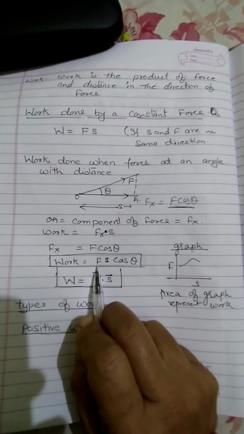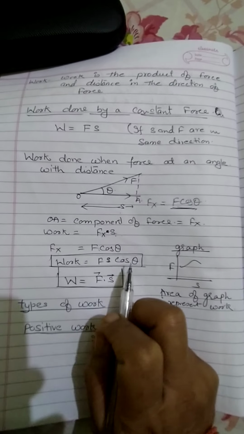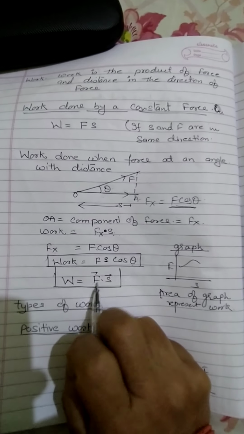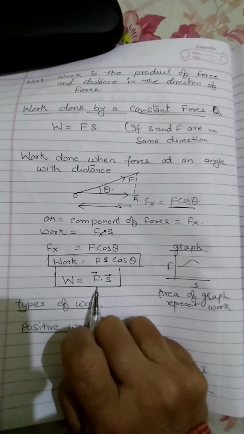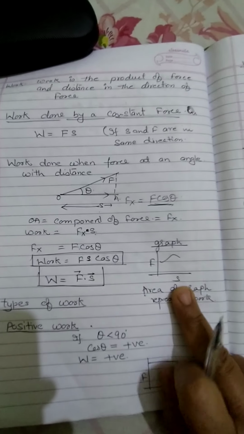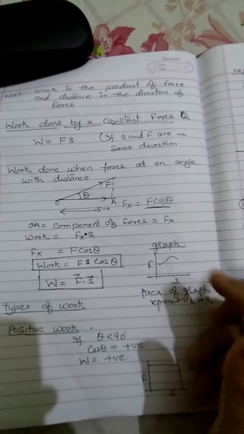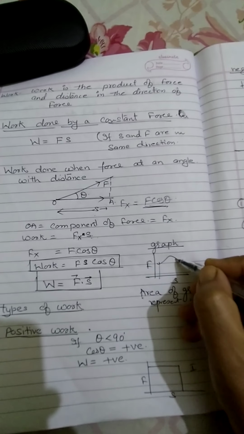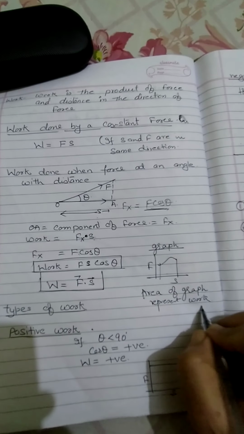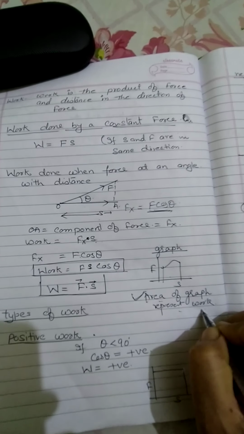Now since force is a vector quantity and s is the displacement, this is also a vector quantity, and theta is the angle between f and s, so it can be written as f dot s, that is a dot product of force and the displacement. If we draw a graph between the force and displacement, then the area of the graph enclosed by the distance axis will represent the work. This is a very important point, that the area of the graph represents the work.